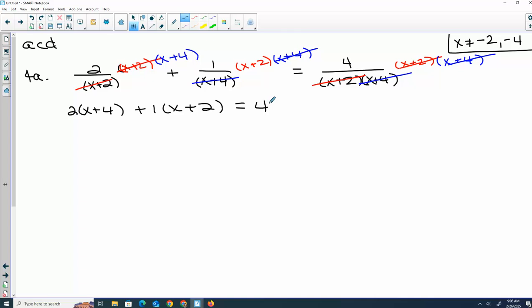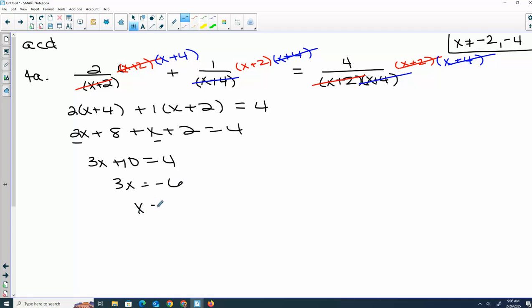Are we okay here? So now if we multiply it out, we get 2x plus 8 plus x plus 2 equals 4. So that's 3x plus 10 equals 4. Subtract the 10, divide by 3, and we get negative 2. But at the beginning we said x can't be negative 2, so it's no solution. Alright, C.